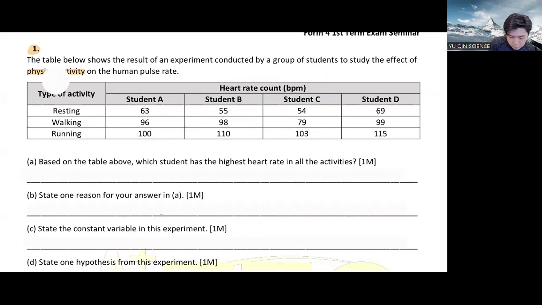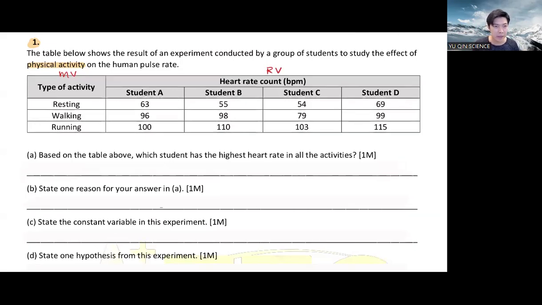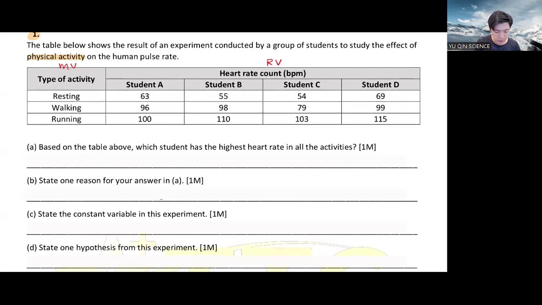So we know that this is your manipulating variable. This is your responding variable. Okay, so manipulating variable means the factor that you're changing, the thing that you want to test, and then responding will be your result. Okay, so as you can see, student A, B, C, D, and then three kinds of activity, each of them will have to carry out the same. Then these are the heart rates that they have.